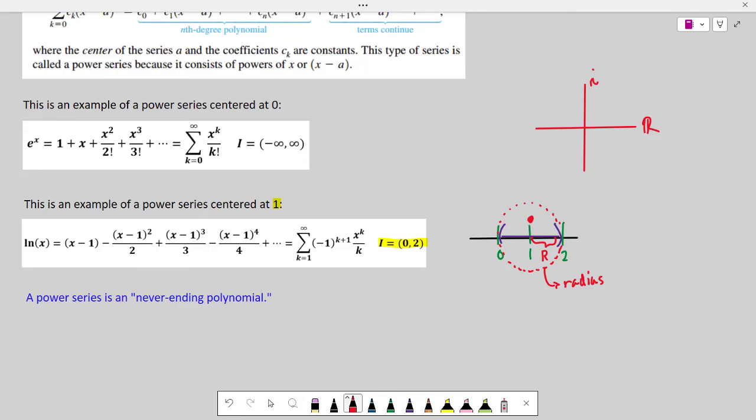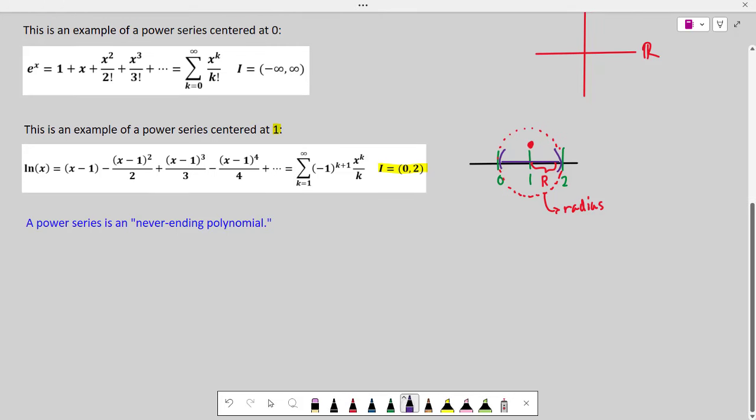Now, let's look at the function natural log of x for a minute. Natural log of x looks like that. And this power series that we're looking at is centered right here at 1. Let's go red, that's going to stand out more. There's our center. How far is it to the first asymptote, or the only asymptote? 1 unit.